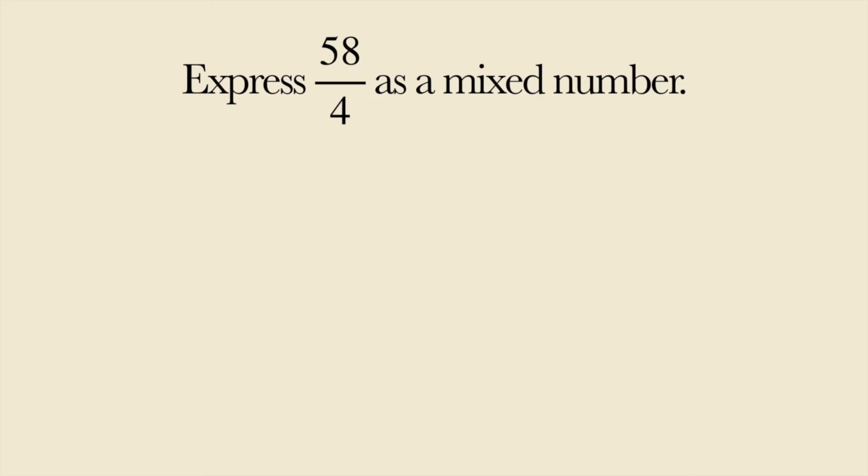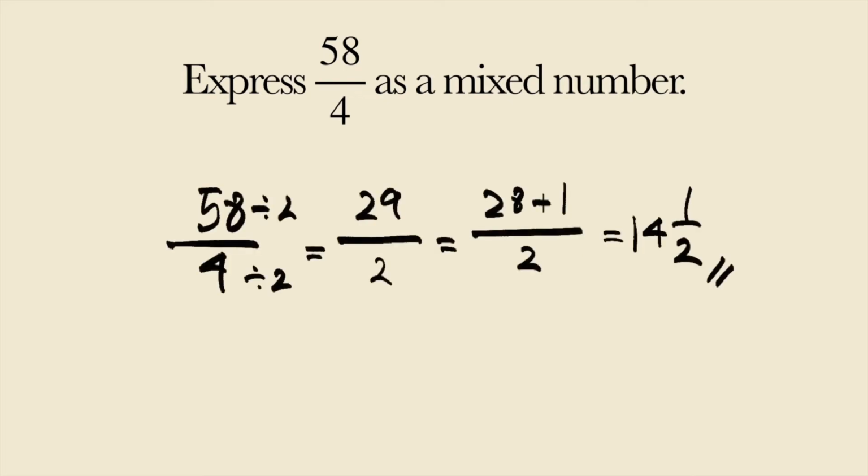58 over 4 as a mixed number. So we can divide it by 2 first to make our lives easier to get 29 over 2. Then from here, 29. What's a nice big fat multiple of 2 that we can obtain? 28. Now what's cool about this? 28 divided by 2 is 14 wholes. 1 over 2 is the remainder. That's it. Also, use long division. You can obtain the answer as well.